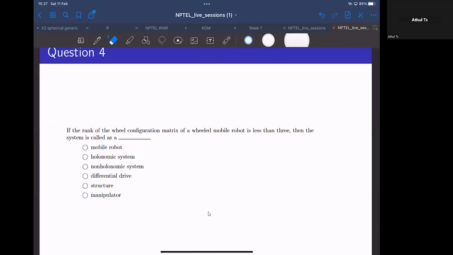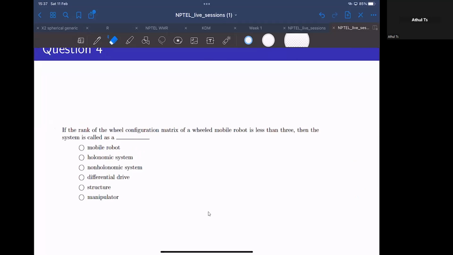Again, a similar question. If the rank of the wheel configuration matrix of a wheeled mobile robot is less than 3, then the system is called: mobile robot, holonomic robot, non-holonomic robot, differential drive, structure, manipulator. So in this case also, it's a clear-cut definition regarding what is a holonomic robot. All right.